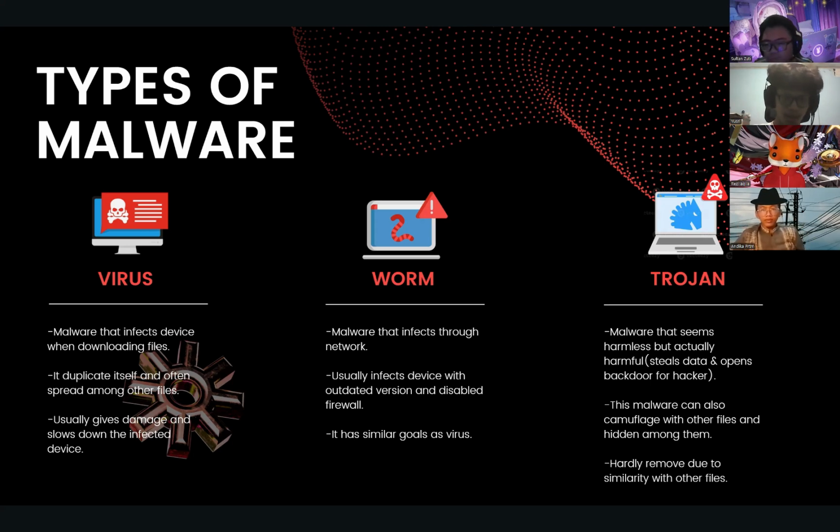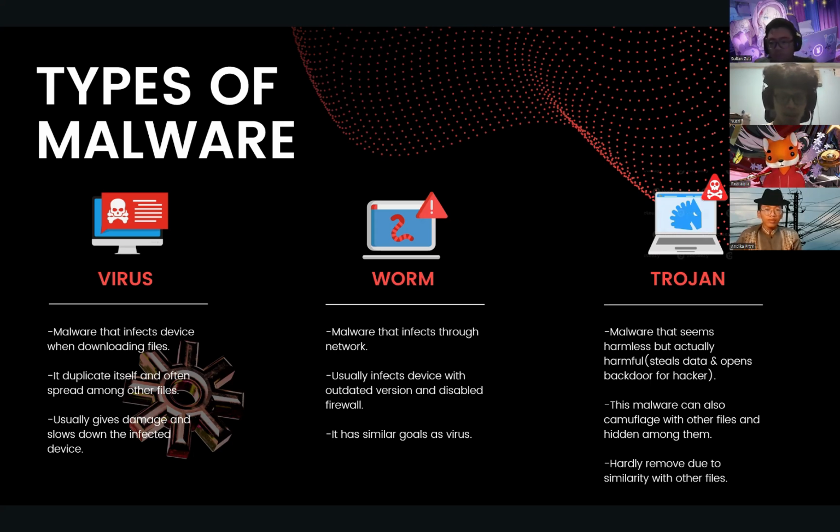And the next one is worm. Unlike a virus that infects through files, a worm infects a device in a network, which usually happens when the device doesn't enable the firewall. And a worm can actually infect a device without any physical action from the user, unlike the virus where the user needs to download files that contain the virus.